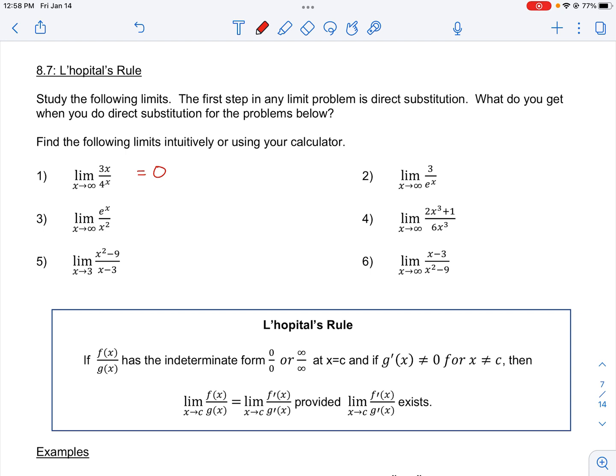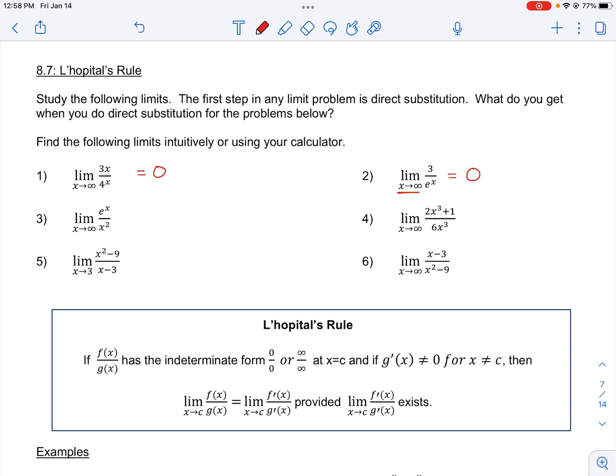In the same way, number 2. You have just 3 on the top, which is a constant. You have an exponential on the bottom, and we are making x infinitely bigger. Again, the bottom of the fraction gets bigger and bigger, so the whole fraction gets smaller and smaller until it reaches 0, or it approaches 0.